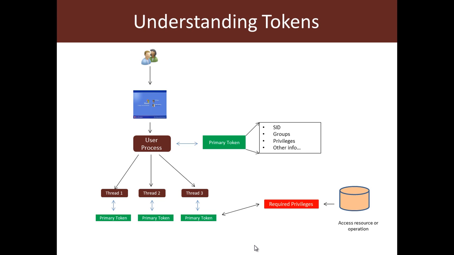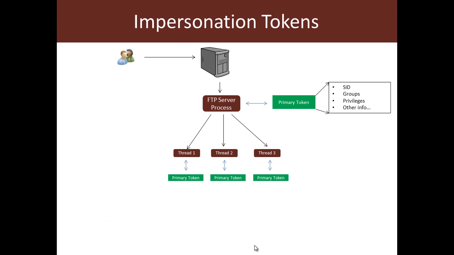Very simple concept. So think about tokens as authorization objects which are given to user processes and which they use to show proof whenever they are requested for privileges by some other entity. Okay, what are impersonation tokens?